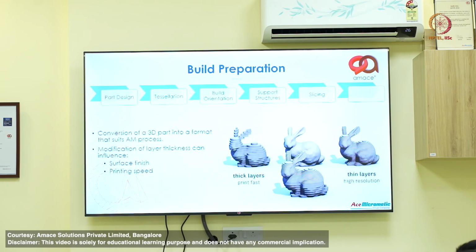The next step is slicing, the conversion of a 3D part into a format that suits the AM process. We can print with multiple layer thicknesses. Higher layer thickness will improve productivity, but it will also deteriorate the surface finish and the mechanical properties. So we have to find the best compromise between speed and finish. Wherever the productivity requirement is there, we have to use the best layer thickness. Also we have to ensure that the layer thickness will not introduce porosity in the part.